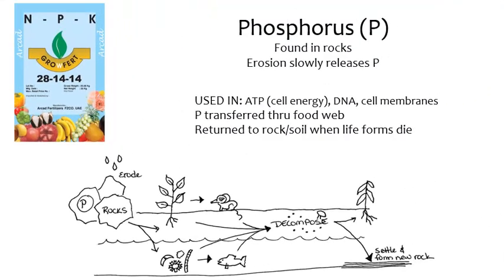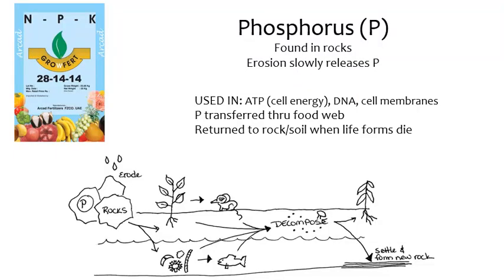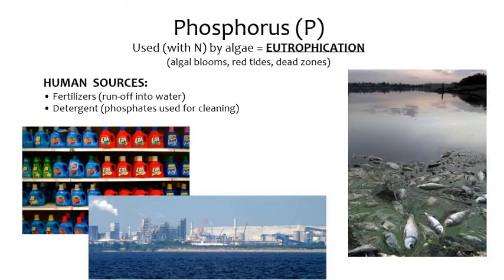Phosphorus is picked up very quickly by life forms, like in a matter of seconds, because it's so valuable and so rare. Phosphorus is used in cellular energy. You might have heard of ATP. Those P's are all phosphoruses. It's also used in the sugar backbones of DNA, and it's used in cell membranes, the phospholipid bilayers. So it's a very important nutrient in life forms.